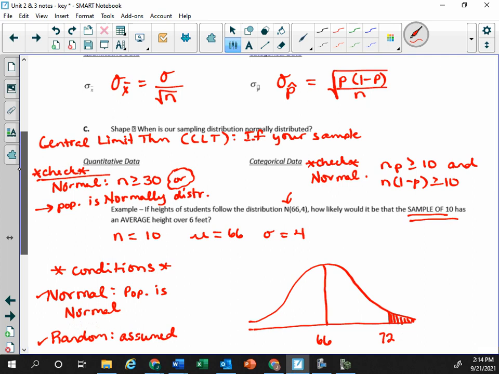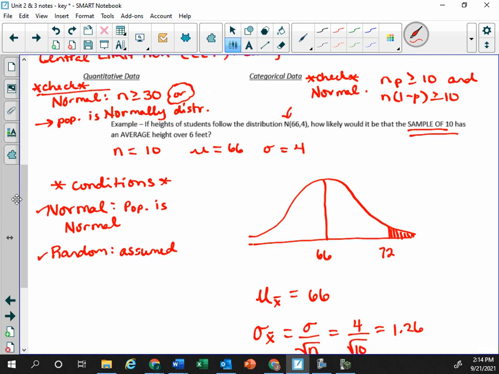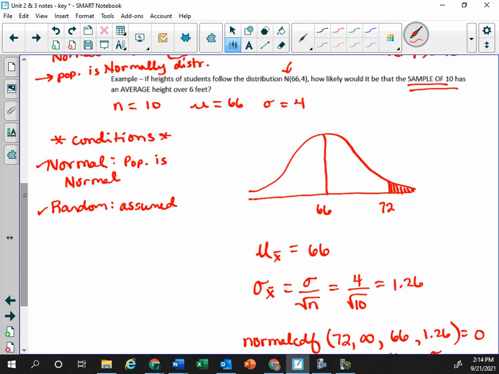When you think about the sampling distribution, where we've changed our sigma because of the sample size, let's look at it down here. Now we still are centered at 66, but with your sigma being 1.26, think how far out 72 really is. That's a lot of standard deviations away. When you get beyond 3 standard deviations away, there's basically 0% chance that that's happening. Does that make sense? Okay.